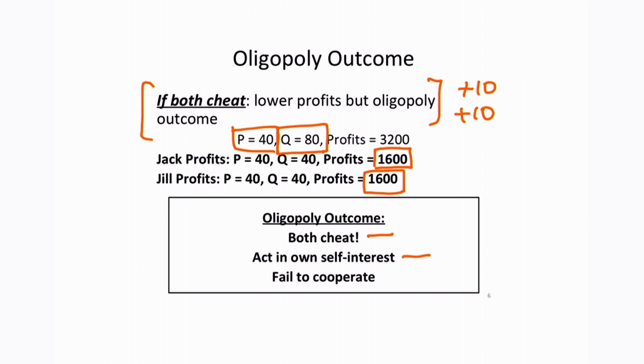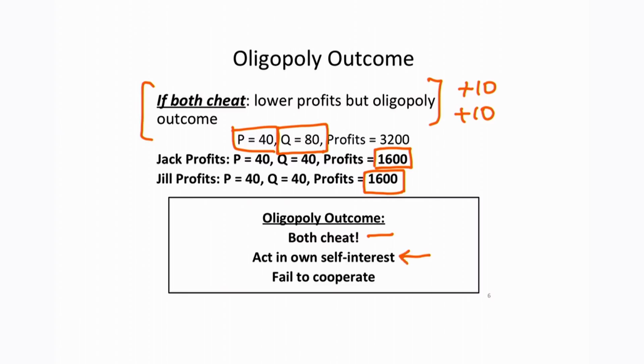The benefit is that if they cheat and the other person cooperates, they get even higher profits than the monopoly outcome. And the risk if they cooperate and the other person cheats is that they have much lower profits than they otherwise would. So we can see that the interest of cooperation fails and they both end up cheating.